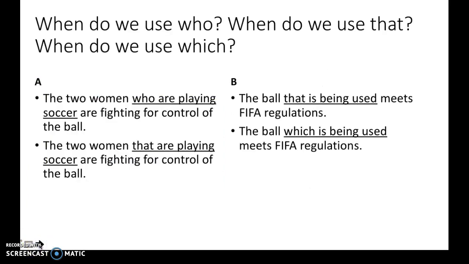Okay, so I have a question for you, which I think you probably already know the answer for. When do we use who? When do we use that? And when do we use which with adjective clauses? And I've got 2 examples here for you to look at. Okay, so we use who and that for people, and we use that and which for things. We can't mix and match. So we can use that for either people or for things, but we can't use who for things and we can't use which for people.